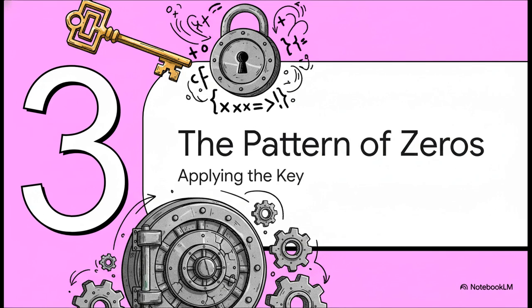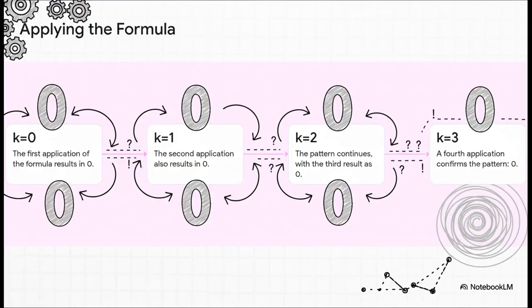All right, here we go. This is the heist itself. It's time to put that key in the lock and give it a turn. We're going to apply this formula to the numbers sitting in front of each x. Those are called the coefficients, and we're going to see what this vault starts to tell us. So we use the formula for the first time, and boom, the result is 0. Okay, that's interesting. Let's try it again. Apply it a second time, and we get 0. Again. A third time? Yep, you guessed it, 0.